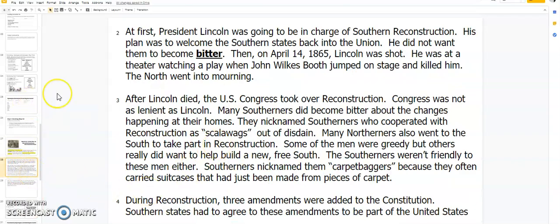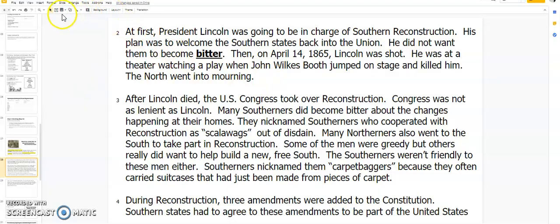At first, President Lincoln was going to be in charge of Southern Reconstruction. His plan was to welcome the Southern states back into the Union. He did not want them to become bitter. Then on April 14, 1865, Lincoln was shot. He was at a theater watching a play when John Wilkes Booth jumped on stage and killed him. The North went into mourning.